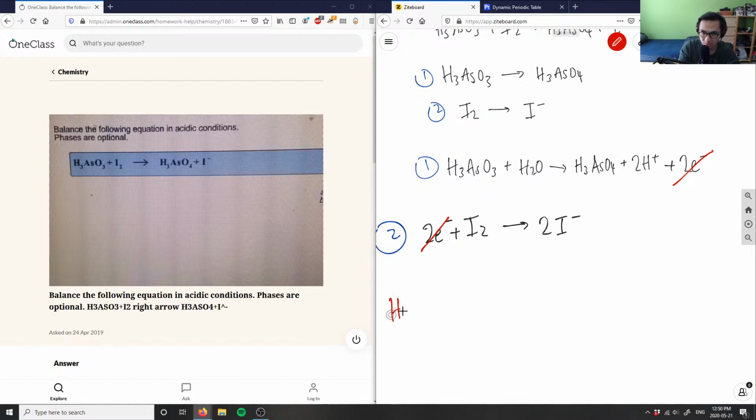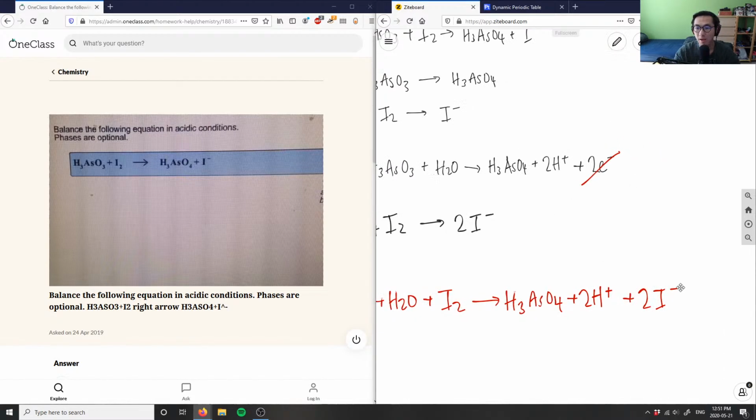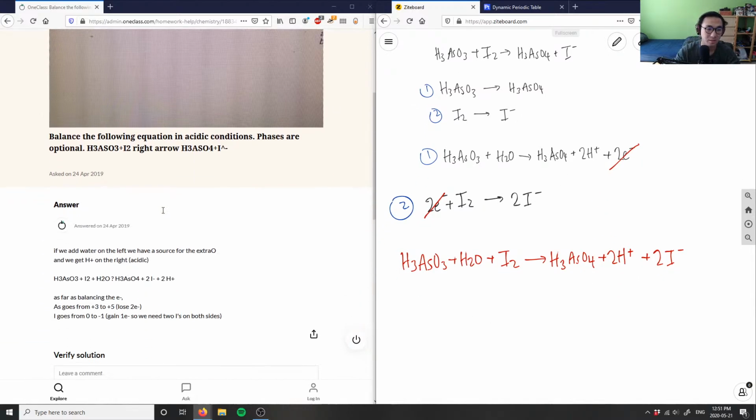So we have H3AsO3 plus H2O, and then plus our I2 is going to yield H3AsO4 plus 2 hydrogens, and then plus 2 I minuses. And this is going to be my balanced chemical equation in acidic conditions.